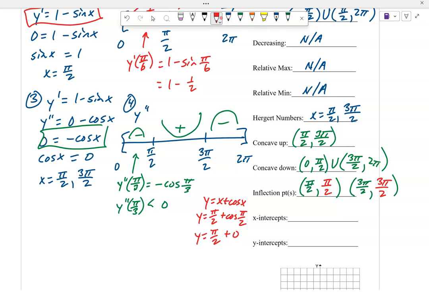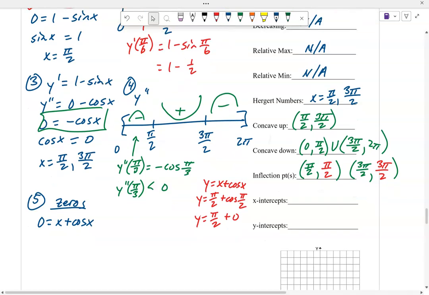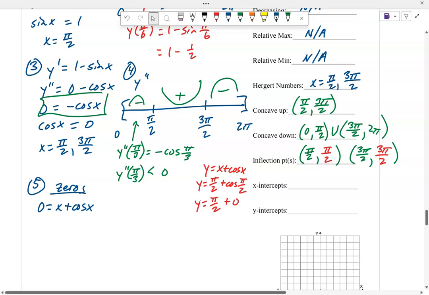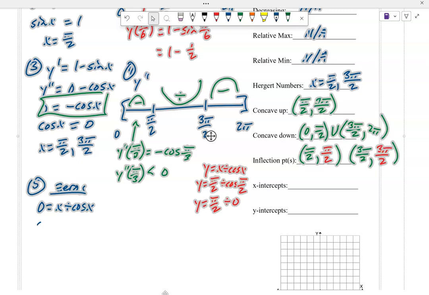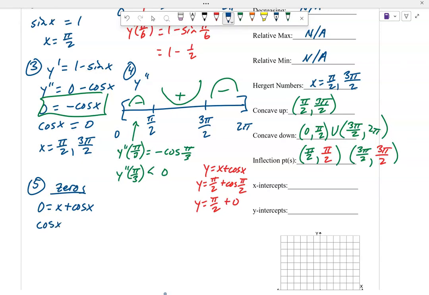And then let's go ahead and find our zeros here. Where's the y value equals 0? I've got x plus cosine of x here. And we're just looking between 0 and 2 pi. Where's the cosine of x equal to negative x? And so that'll give us nothing on that one.